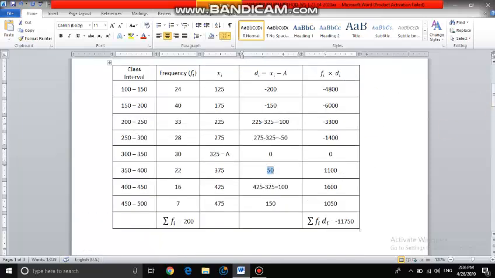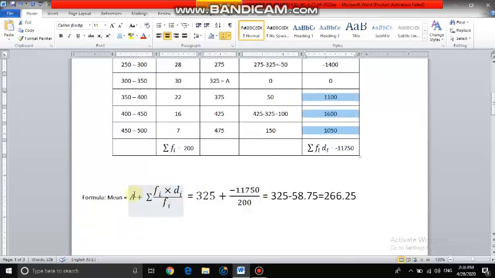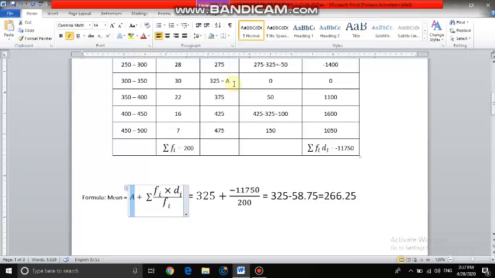After getting all the Fi Di, you have to add all these numbers, the sum of all Fi Di. There are some negative numbers and positive numbers, so be careful while adding. What you can do is first add the negative numbers and keep it aside with a negative sign, then add the positive numbers and keep it aside, then add or subtract both sums as per the sign. Then you have to remember this formula of mean: A plus summation of Fi Di upon Fi. Why am I putting A here? Because while finding the Di, I am subtracting A everywhere. So in the final answer, we have to add A.